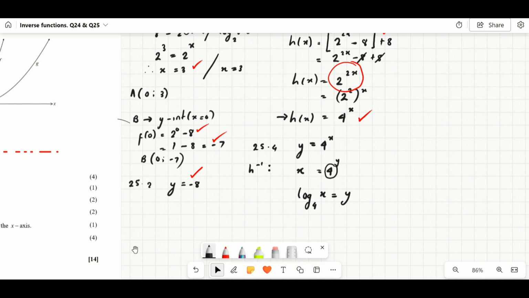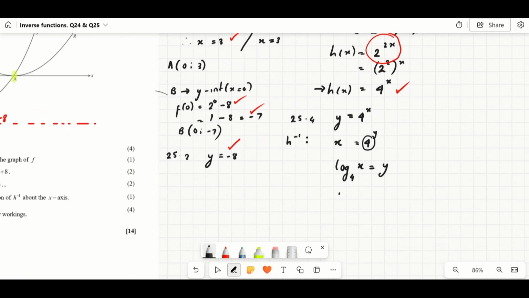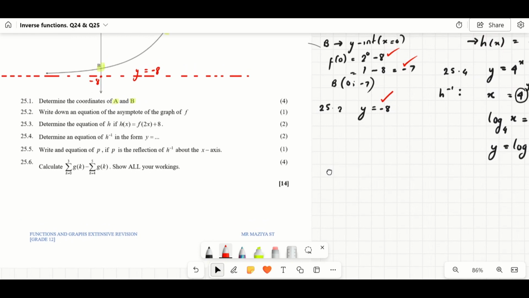Let's see if we've answered the question. Yes, they said leave it in the form y is equal to. So you could write your y on the left hand side. That's log base 4 of x, and you're done, for swapping x and y and for the answer. Even if you wrote your answer only, you'd get full marks in this case. Let's go to 25.5.